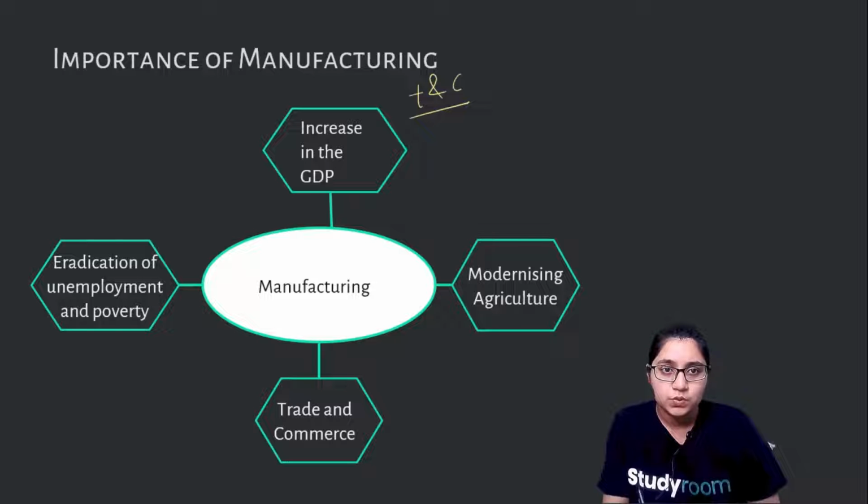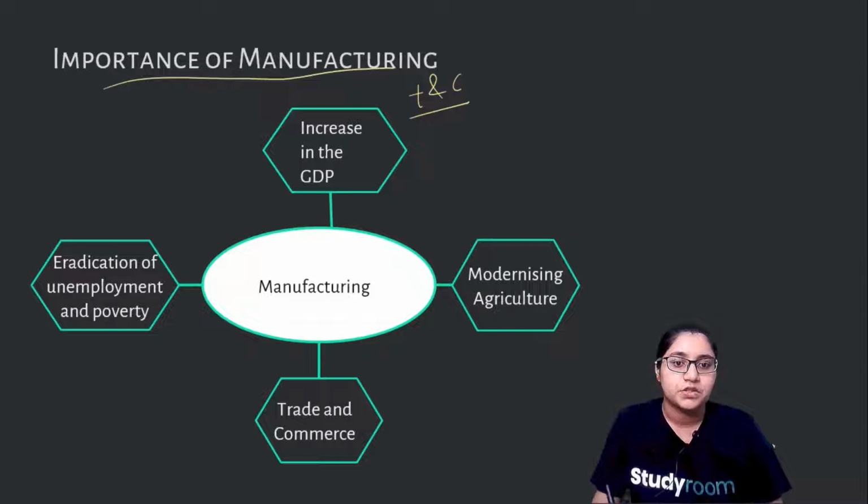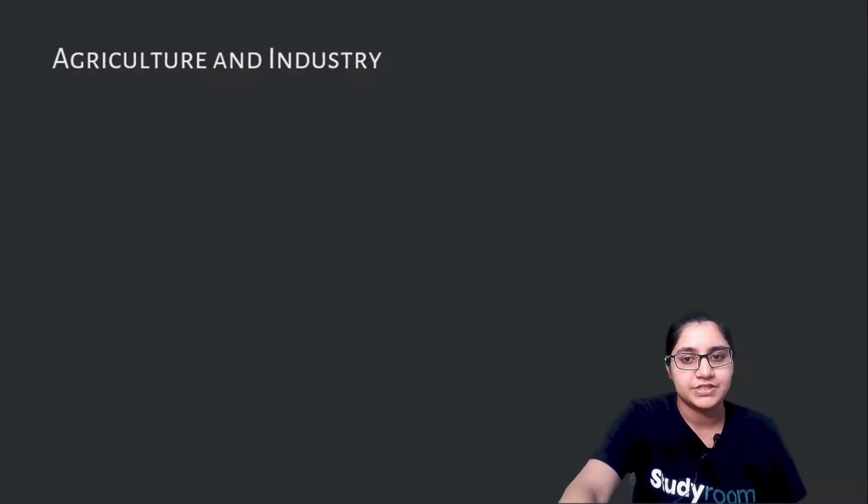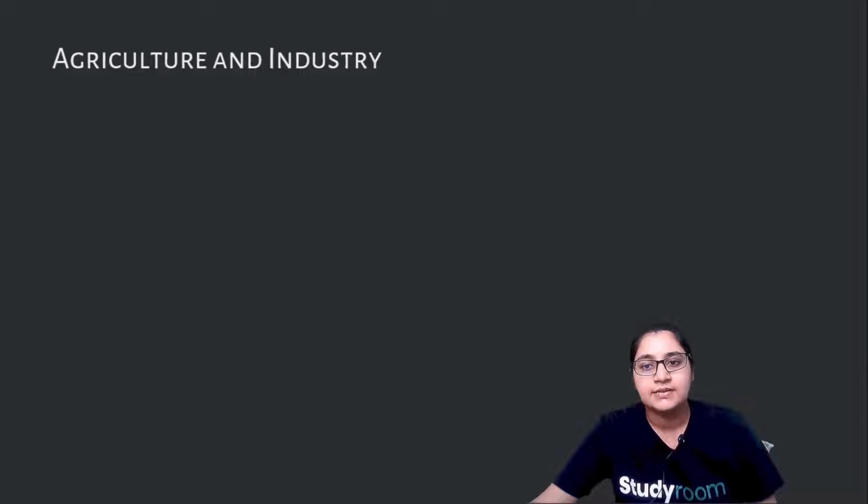So now, this is the flow chart showing easily the significance of manufacturing. All right. So we have an increase in the GDP. You can modernize agriculture as well. Trade and commerce would make you prosperous, and eradication means removal of unemployment and poverty. Then comes agriculture and industry.